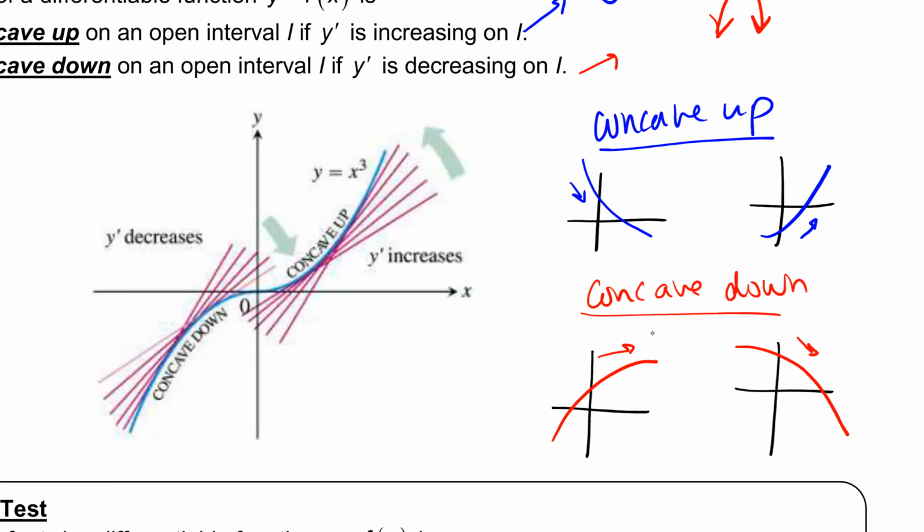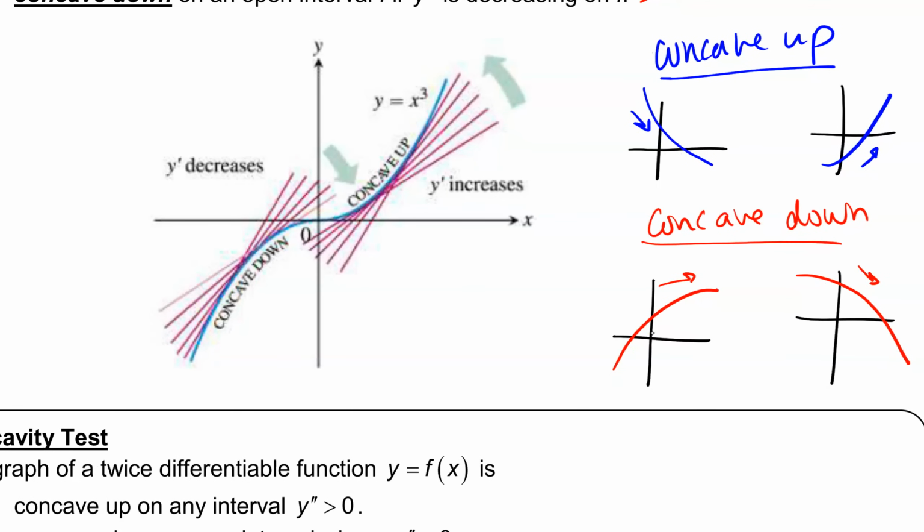Okay, so that's concavity. Now we're going to talk about the concavity test. We had a first derivative test, which tells us the local max and mins, and if we're increasing or decreasing. Well, the concavity test uses the second derivative. Second derivative, we know how to do that.